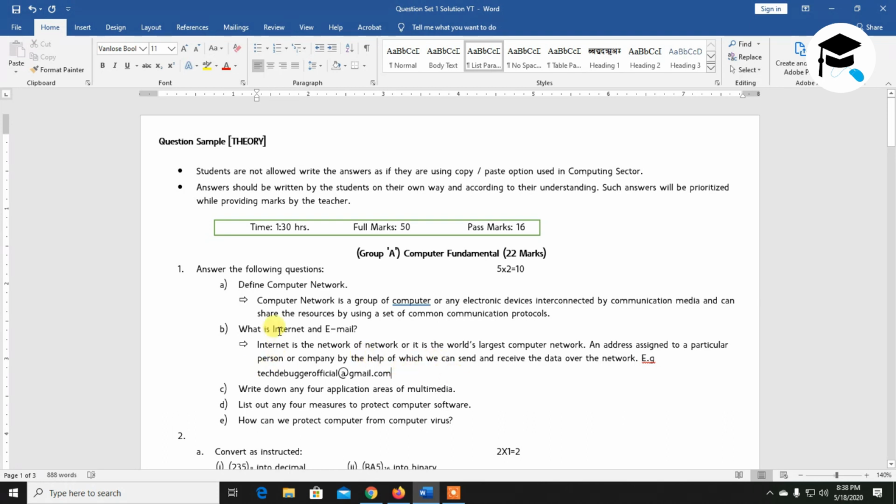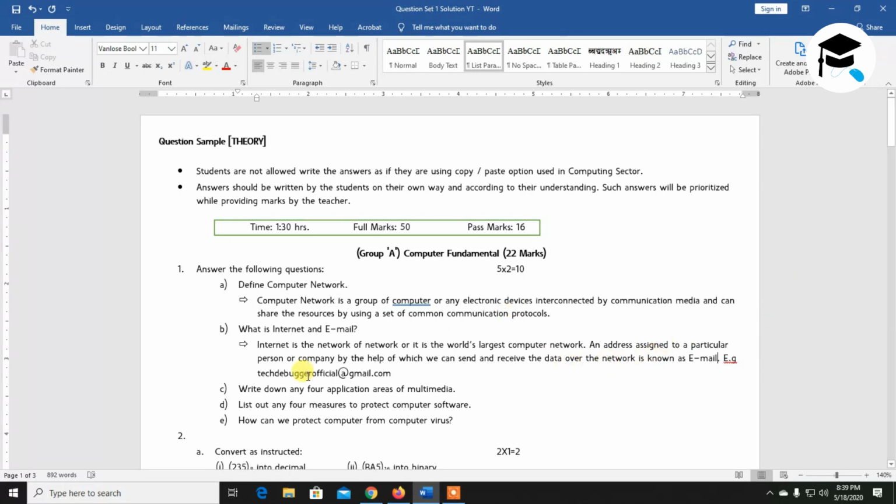So I think you have understood what is internet. Internet is the group of network, or it is the network of network, or in simple language you can say it is the world's largest computer network. Similarly, an address assigned to a particular person or company by the help of which we can share and receive the data over the network is known as, what is it called? Is known as email.